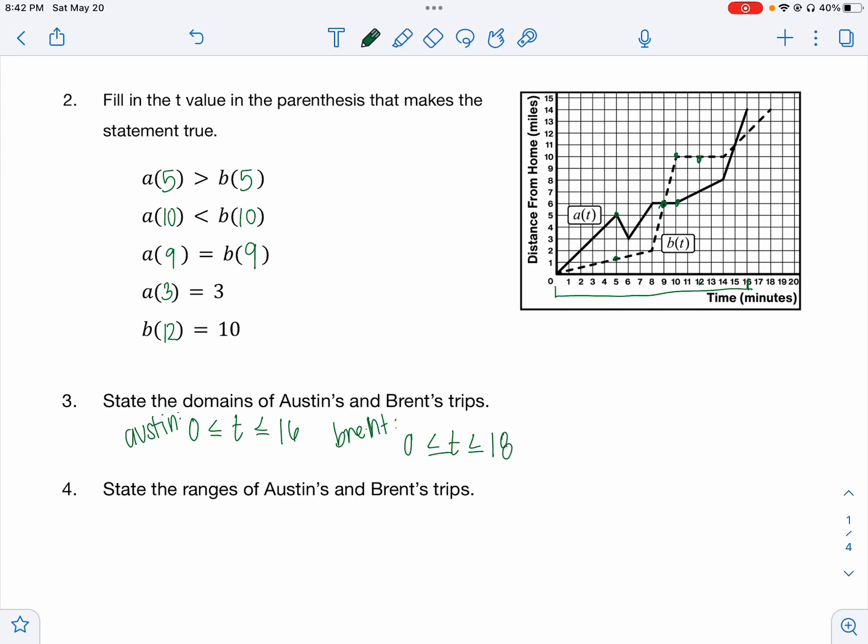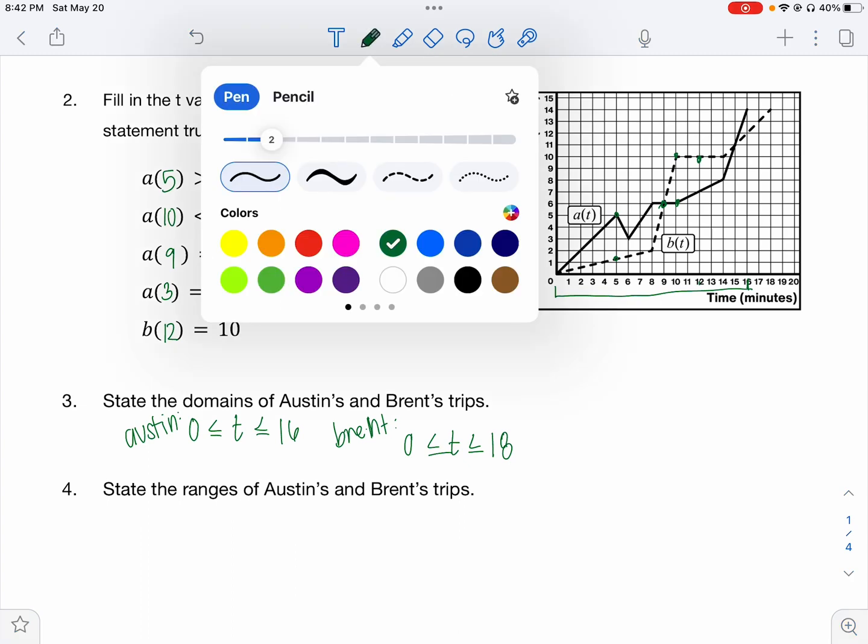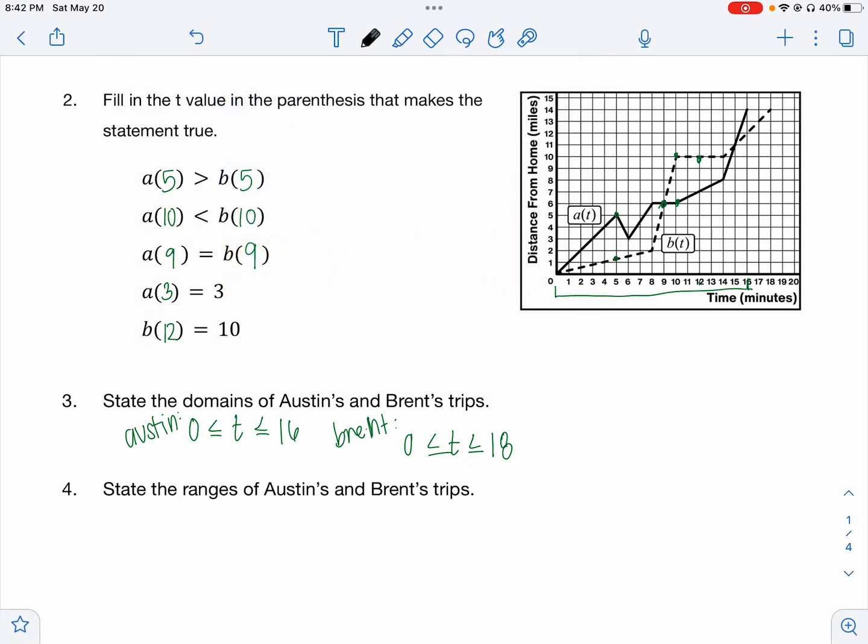Ranges are what happens on the y. Austin's is the solid one. Yeah, the solid one. It took 14 miles. And this is where we're going to use the A of t notation. Brent's did the same thing, but now his is the B of t notation.